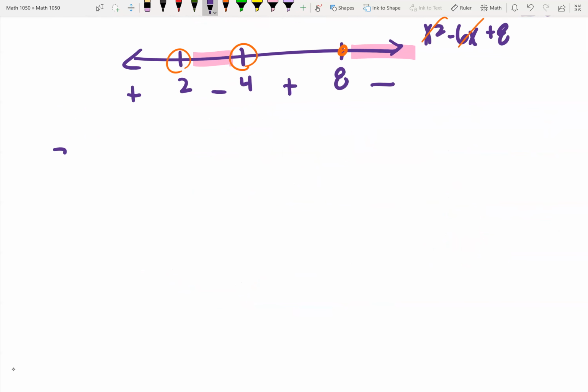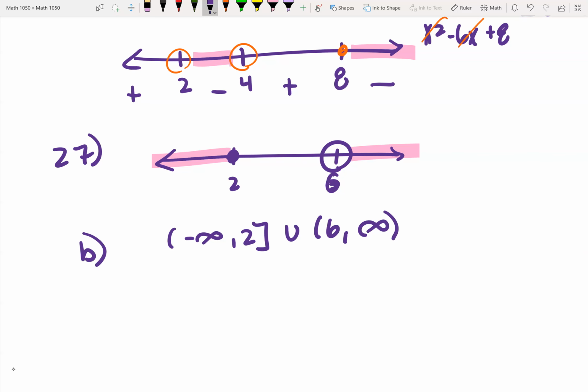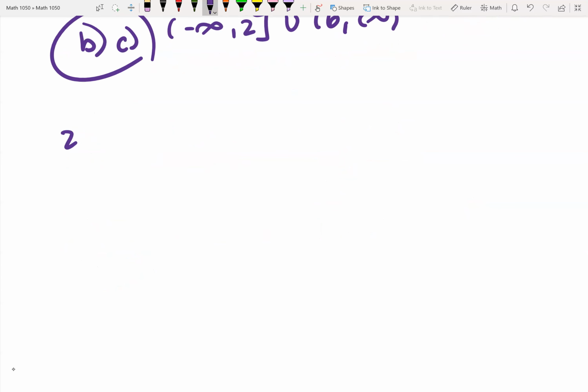Okay, number 27. Okay, so they give you a number line. You have a 2, which is closed. You have a 6, which is open, and you shaded the outside. Okay, so interval form would be negative infinity to 2 with a bracket, union 6 with a parenthesis to infinity, like that. And if you look, that is option B. The union means or, so that would also be option C. Just remember U means or. This right here means and. That is not correct because you couldn't be over here and over here. That doesn't make sense.